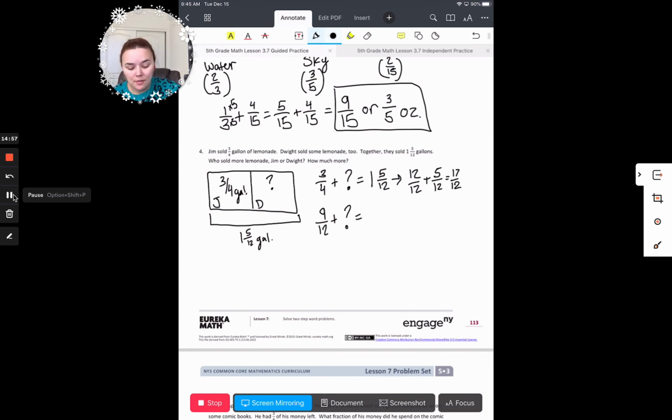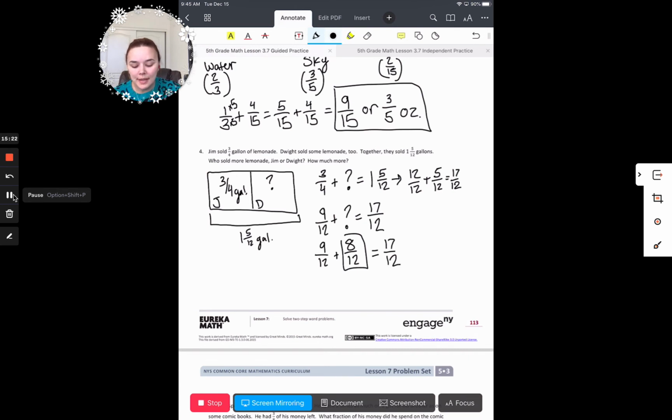So 9/12 plus something is equal to 17/12. So 9 plus something gives us 17. Well, I know that 17 minus 9 gives me 8. So that tells me that 9/12 plus 8/12 is equal to 17/12.